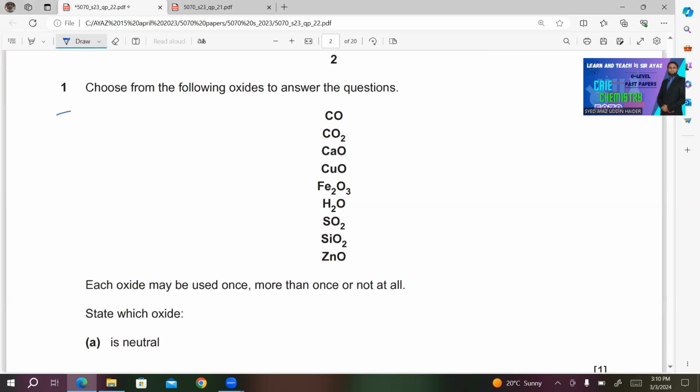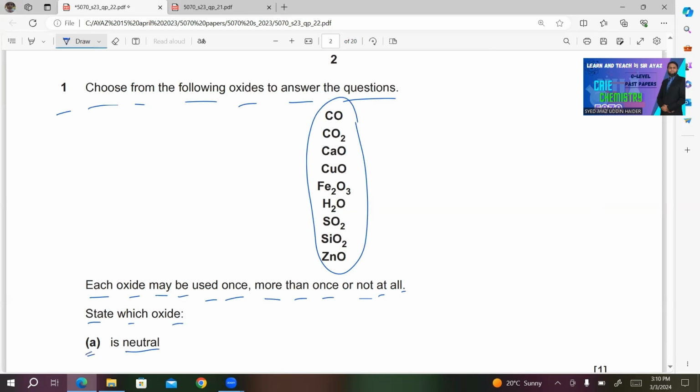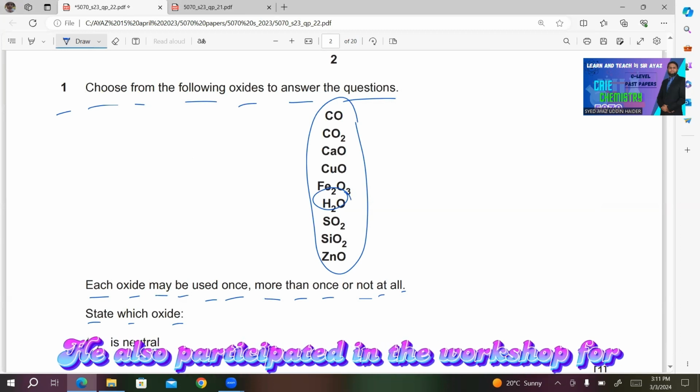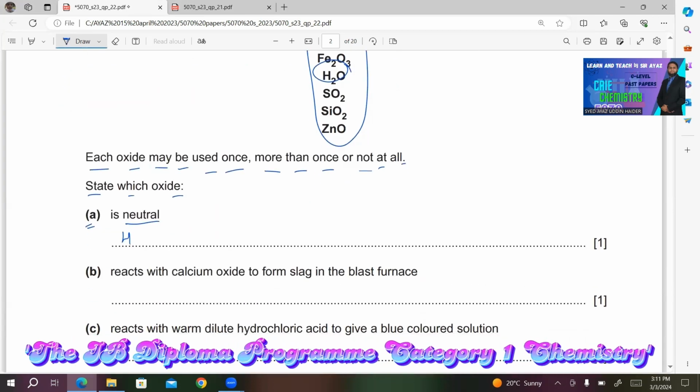So here's question number 1. Choose from the following oxides to answer the questions. Each oxide may be used once, more than once, or not at all. State which oxide is neutral. You see, in these oxides, we have only one neutral oxide. Oh, we can have another neutral oxide also. We have two neutral oxides for this question. You can either write H2O or CO. Both of these oxides are neutral.